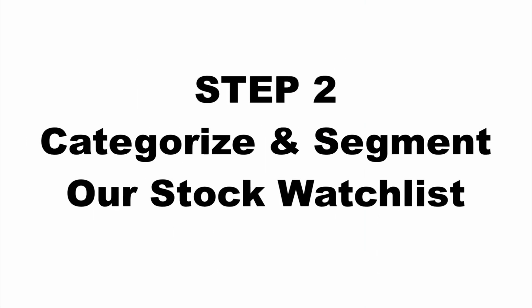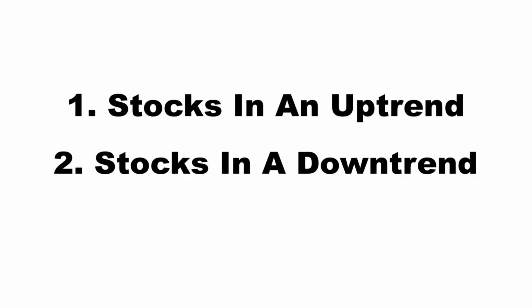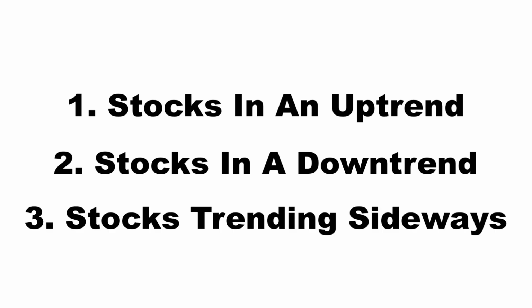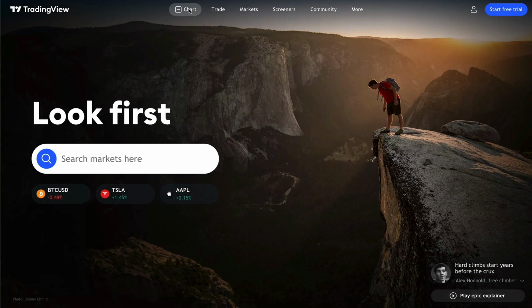So once we've created our initial stock watch list, what we want to do next is to categorize that list. We want to create segments, 3 different segments. Segment 1 will be stocks that are in a current uptrend. Segment 2 will be stocks that are in a current downtrend, and segment 3 will be stocks that are currently trading sideways.